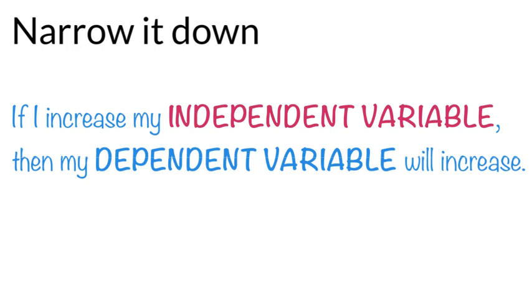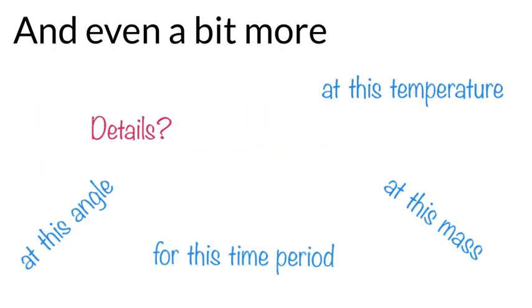So we're going to say, okay, if I increase my independent variable, say the slope of my ramp, then the dependent variable, the time it takes to roll down the ramp, will increase. Well, that's not bad, but that's still pretty general. So how about we finally do one thing? We add a bit more to it.